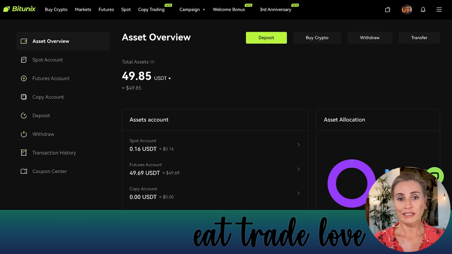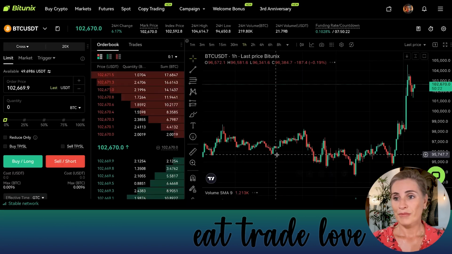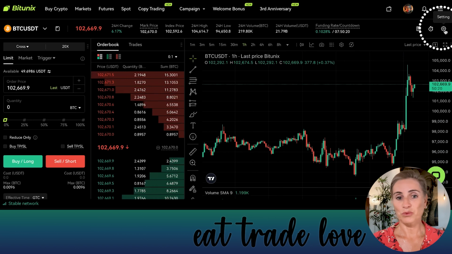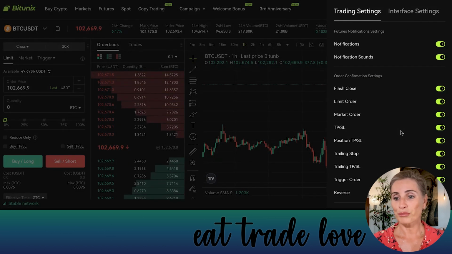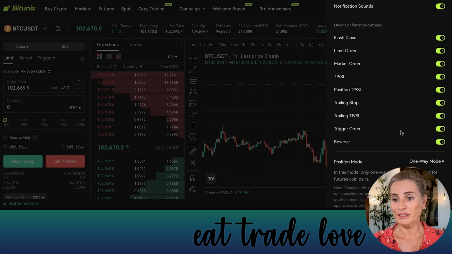Once you've signed up and you've deposited your crypto, what you need to do to find hedge mode is go over to your futures account, and then you're going to click this wheel setting up here. You're going to scroll through the different functions.